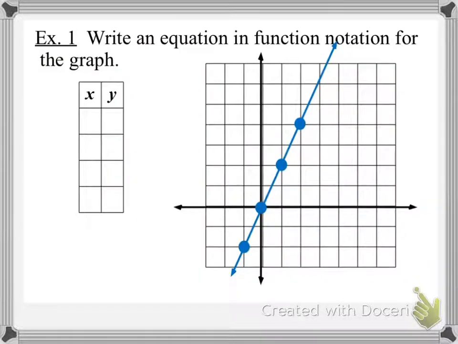Now, for the first example, we're going to write an equation in function notation. Remember, function notation is f of x, the same thing as y equals. What you do when you're given a graph is you pull the points off the graph. So this point right here is -1, -2, this point is 0, 0, this point is 1, 2, and this point is 2, 4.